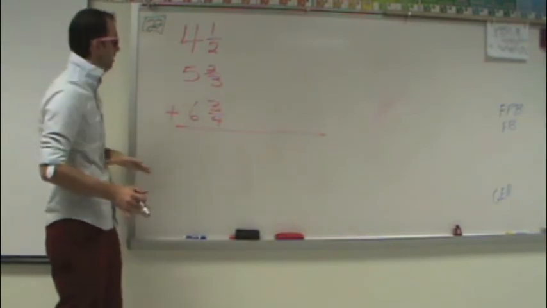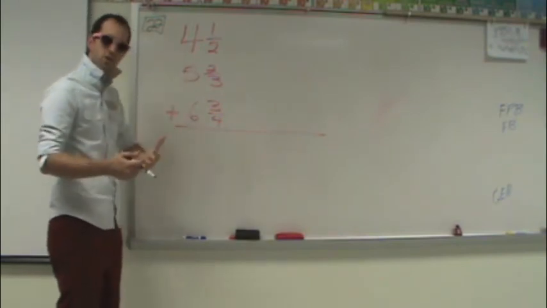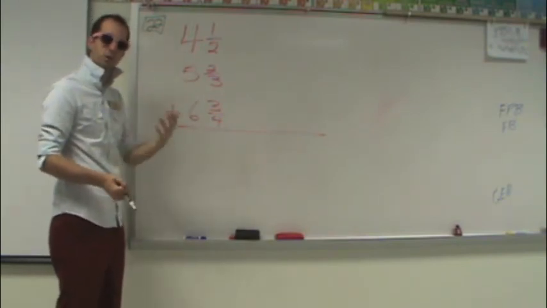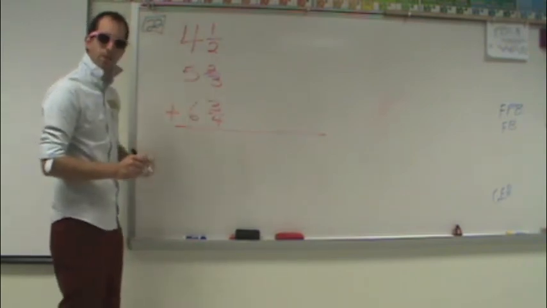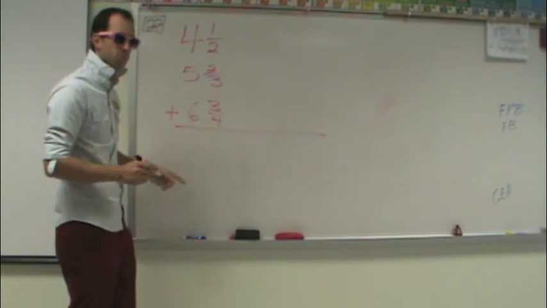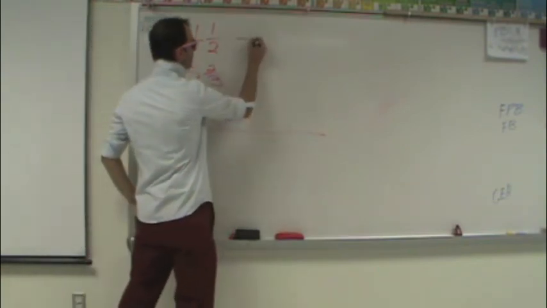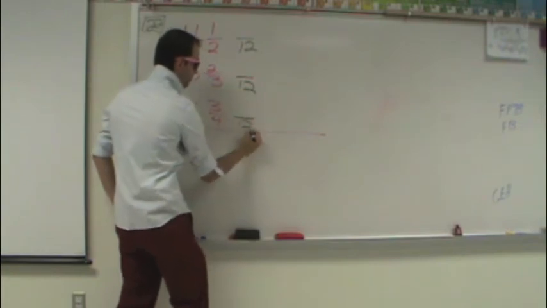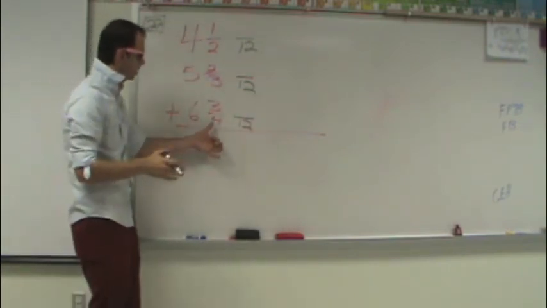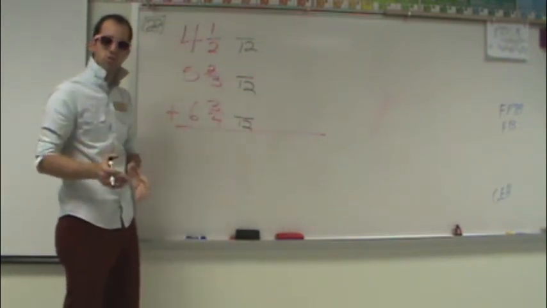The only problem here is that these have different denominators. And our first step on our notes for adding fractions is to find a common denominator. The common denominator we're going to use for this problem is 12ths. So I'm going to rewrite each one of my fractions to be 12ths.